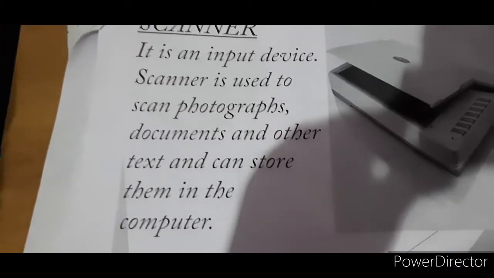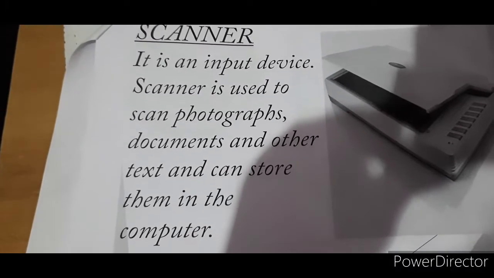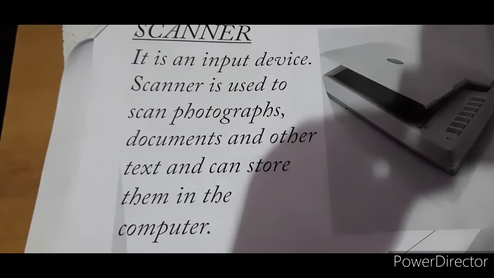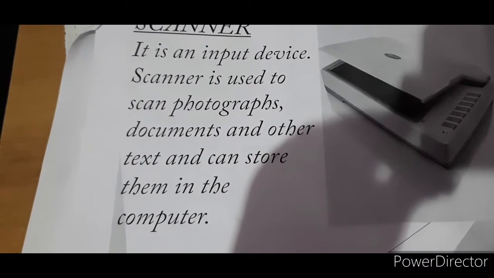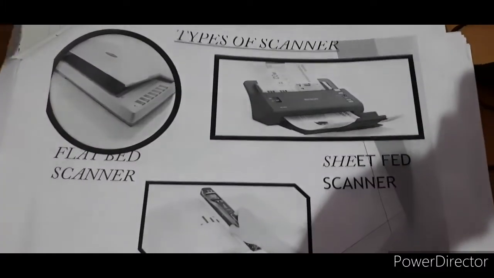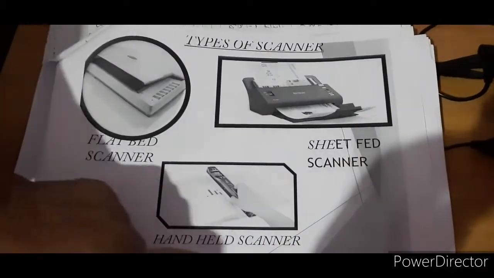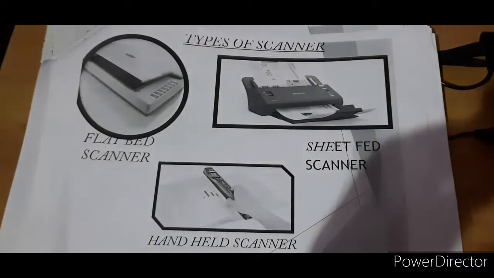Next, the scanner. It is an input device. A scanner is used to scan photographs, documents, and other text so that they can be stored in the computer. There are the flatbed scanner, the sheet-fed scanner, and the handheld scanner. There are three types of scanner.